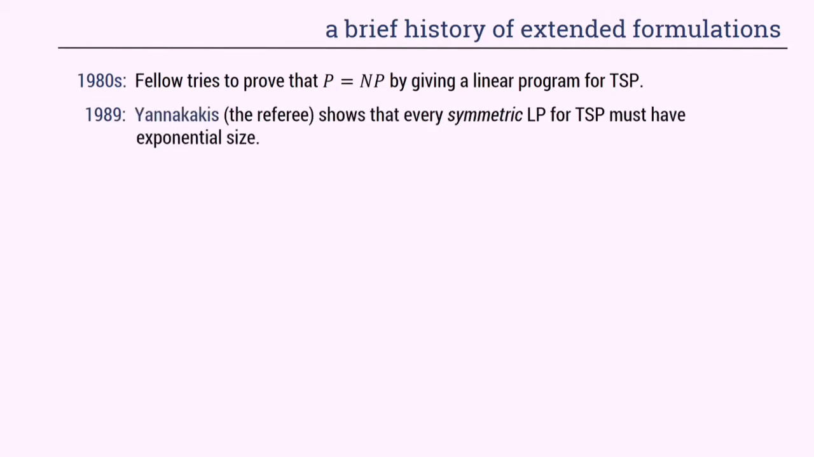So Mihalis Yannakakis was the referee, and he just proved that actually such an approach could never work to prove that P is equal to NP. So he showed that no symmetric linear program for TSP can have polynomial size. And all of the things that this fellow was trying to do were giving symmetric linear programs.